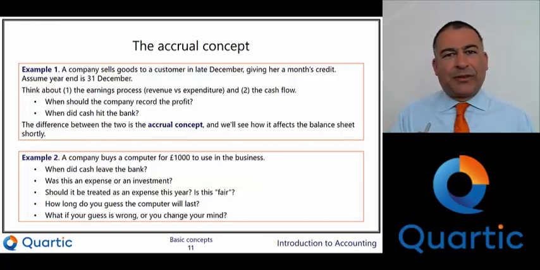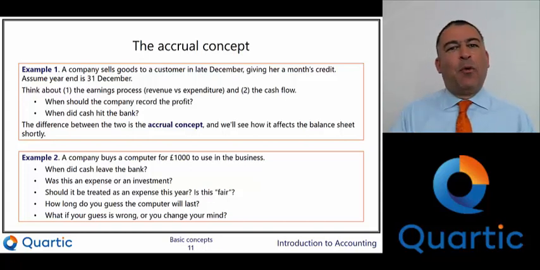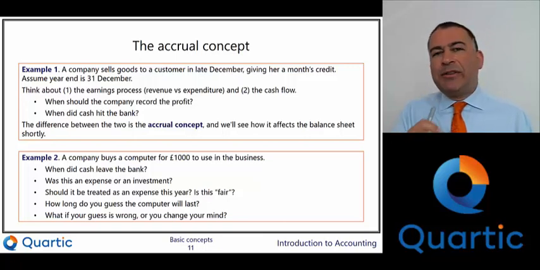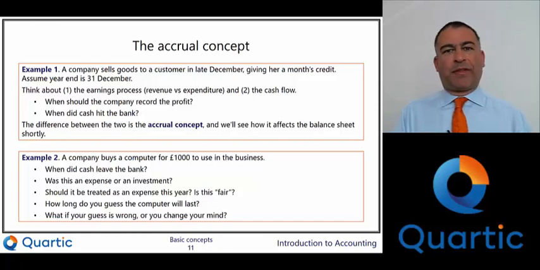So how long does this computer last? We've guessed 2 years, which means depreciation, which is an expense, this year is 500 and next year is 500. I've changed my mind. I think the computer's going to last 4 years. Is that right? I don't know. I've got no better idea. But let's make it 4 years instead of 2 years. How much is the depreciation now? Hopefully you're saying it's £250, which is a quarter of a thousand.